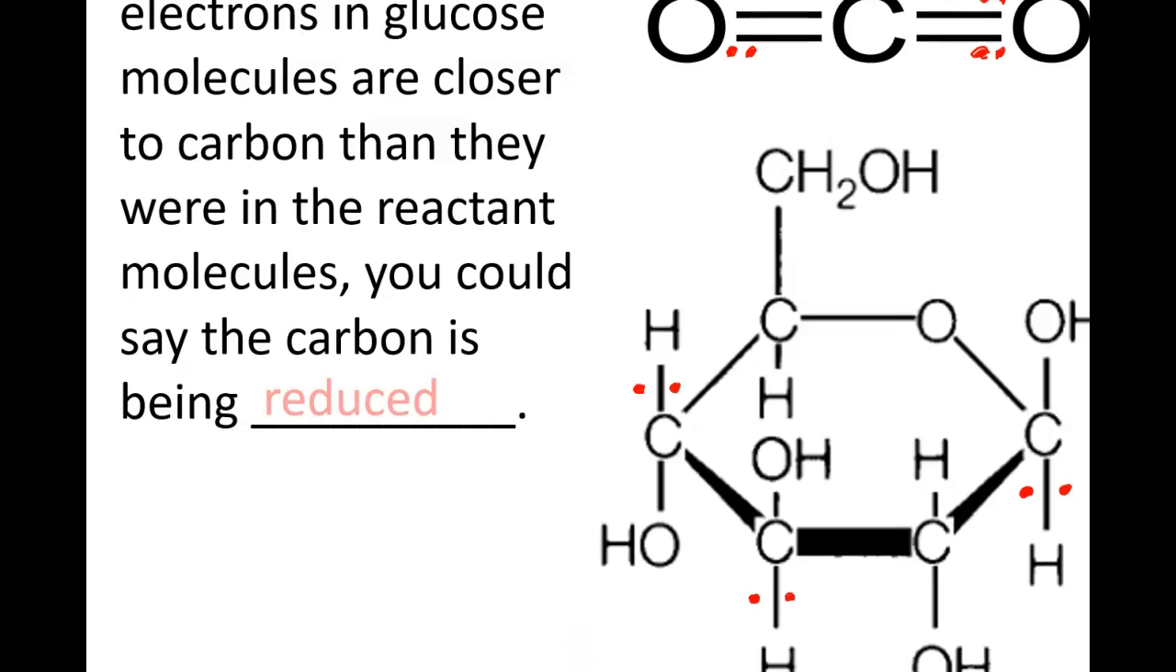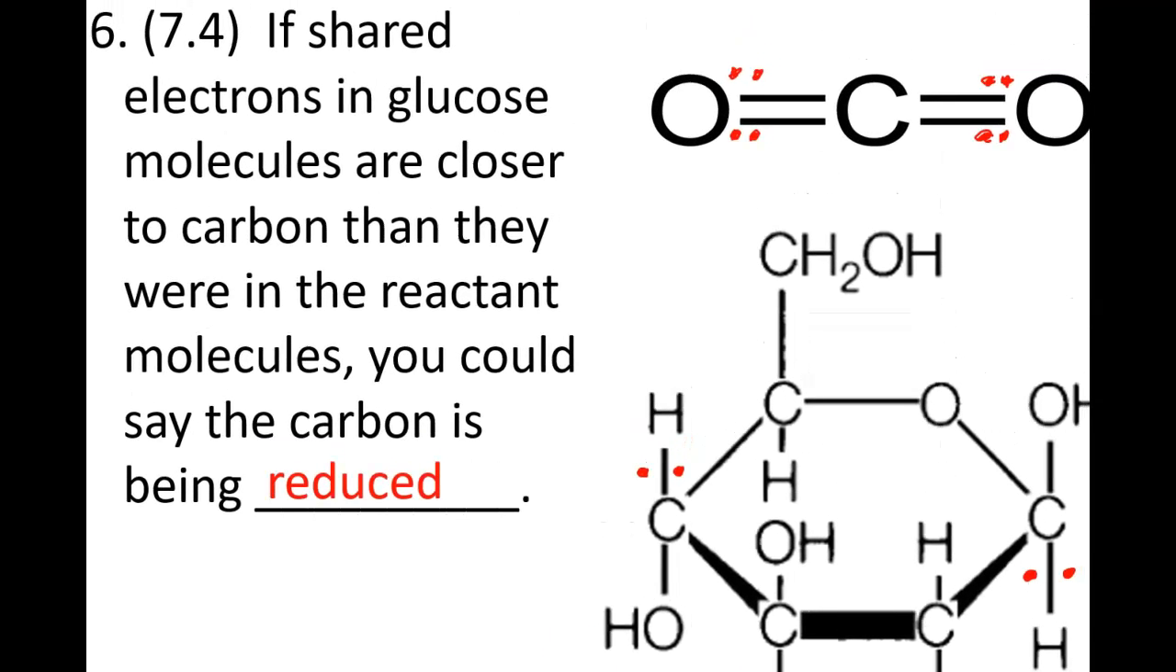Question number 6, the last one: if shared electrons in glucose molecules are closer to carbon than they would be in a reaction, this would be an example of gaining electrons. They are gaining those electrons, so they are reduced. In redox reactions, these are being reduced.